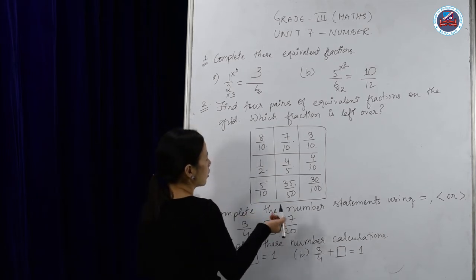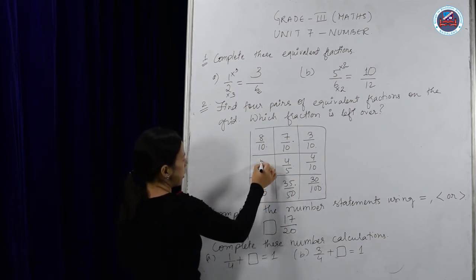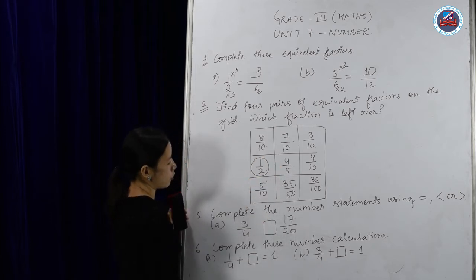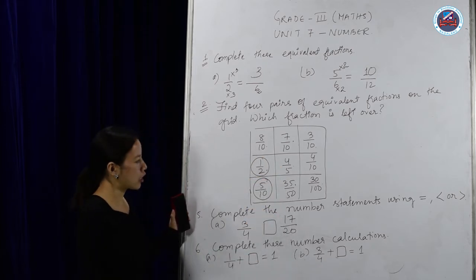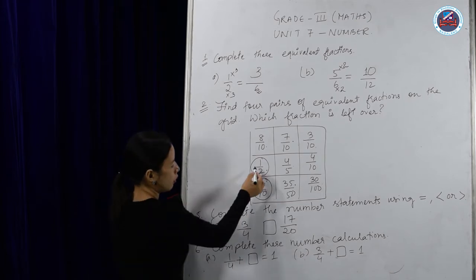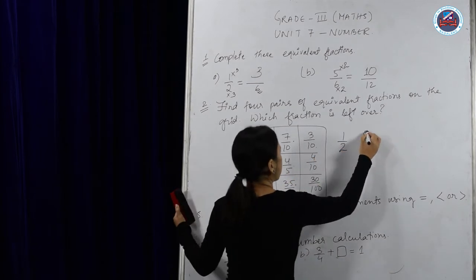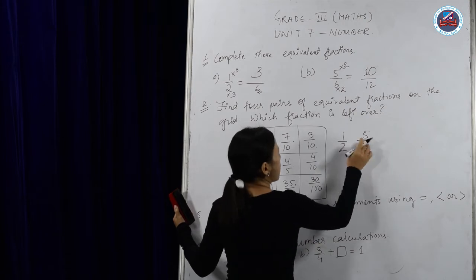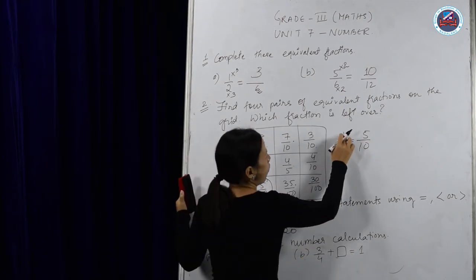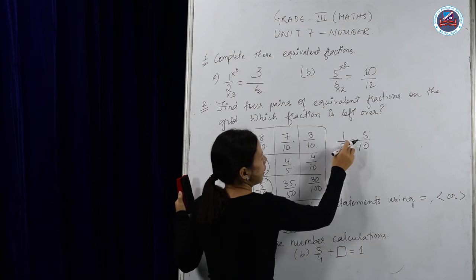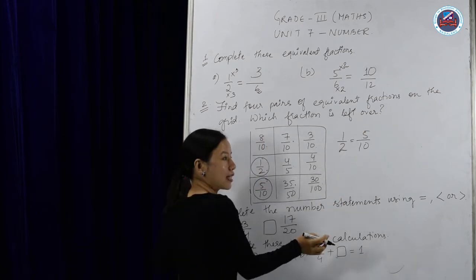So let's find out. When we look at these fractions, I'm going to take the first one, that is 1 by 2, and then 5 by 10. Let's see whether these 2 fractions are equivalent or not. The first fraction is 1 by 2, and the second fraction I've taken as 5 by 10. So 1 by 2, I know that half of 2 is 1 and half of 10 is 5. So that means the same.